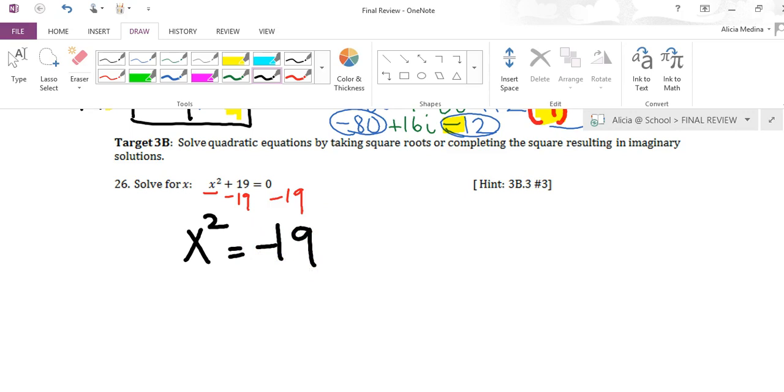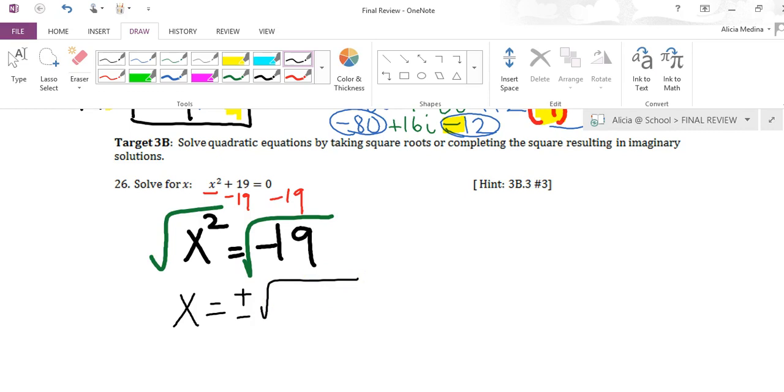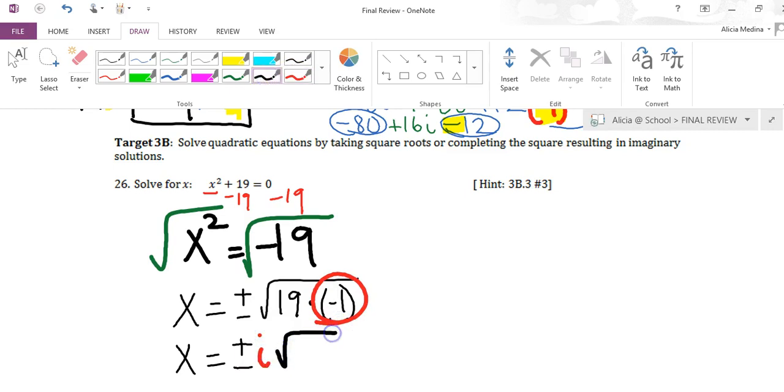I still want that x by itself, so I'm going to go ahead and take the square root of both sides. When I take the square root of x squared, I'm left with x. I know I'm going to have a positive and negative answer here, but I need to take the square root of that -19. So I'm going to remove that negative sign. Remember, we're multiplying by a -1, so I'm taking that out. And since we cannot take the square root of a negative, the square root of this negative becomes my i. Now I have the square root of 19 still underneath my radical. It does not have a square root, so that would be my final answer.